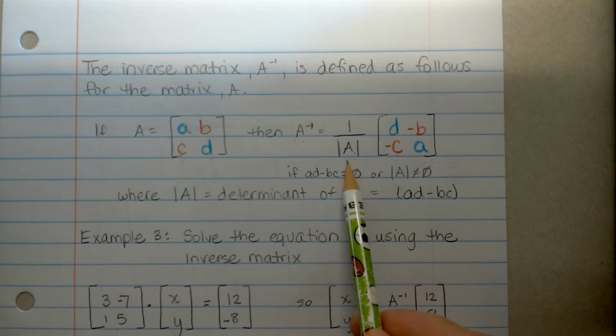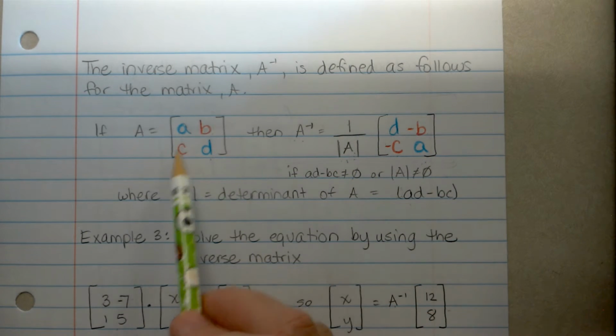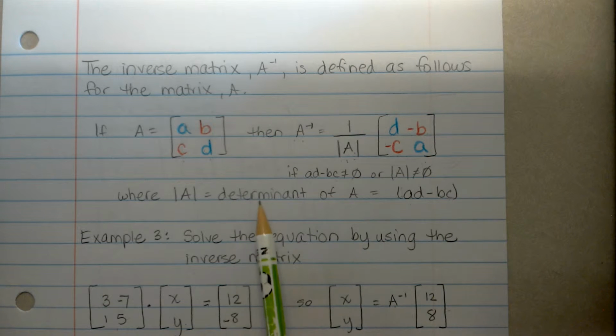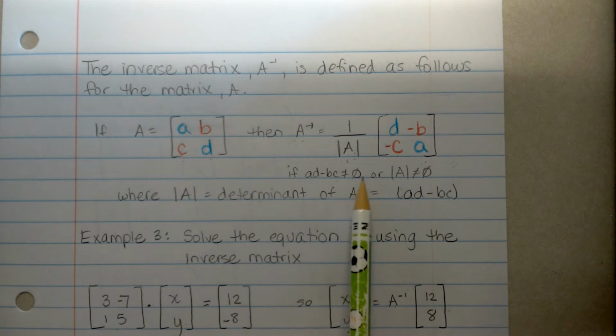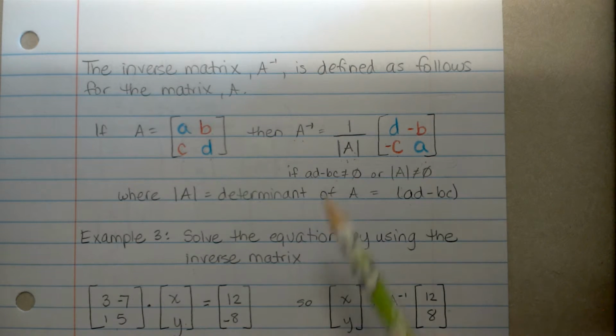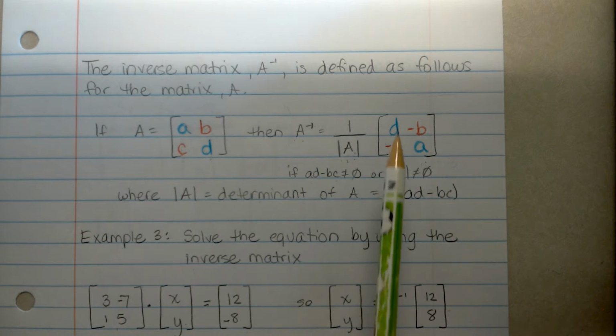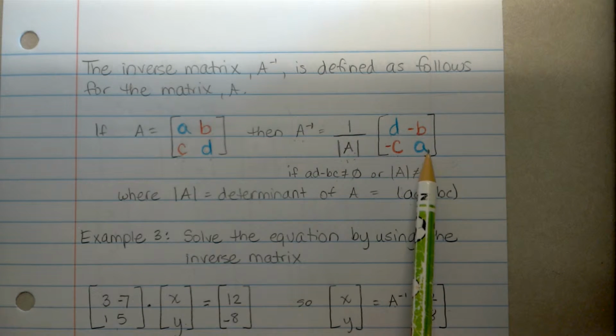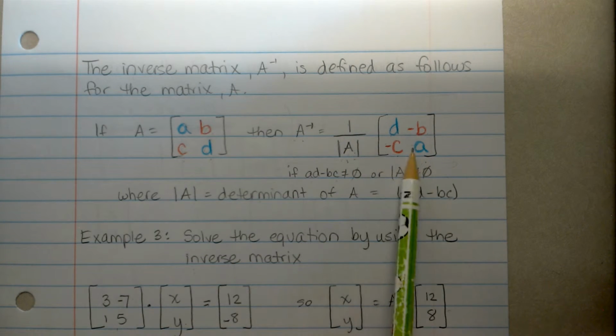Well, first let's look at the determinant. The determinant of A is simply AD minus BC. That's what the determinant is. As long as that's not 0, then the inverse is defined, because you can't divide by 0. Now let's look at this other part. You get this fraction, and then you get this funny matrix, because this is multiplied by this.